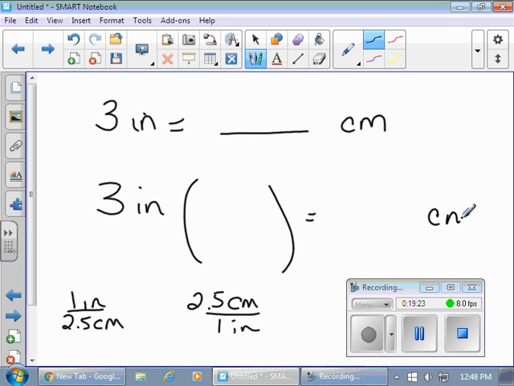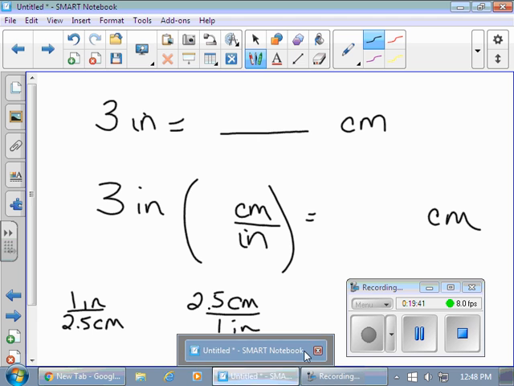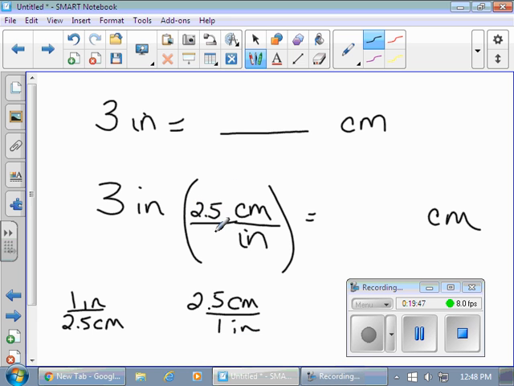Now, I want centimeters as my answer, correct? So what word do I want to disappear? So if inch is on top, where does inch have to go for it to disappear? Bottom. So then centimeters got to be on top, right? So which one of these am I going to use? I'm going to use my 2.5 over 1. Now let's think about this. My inches cancel off, and I'm left with centimeters. My words match up, right? Let's do the math. That tells me I'm multiplying. So what's 3 times 2.5?